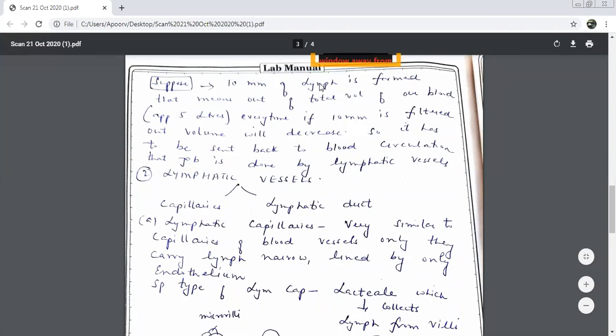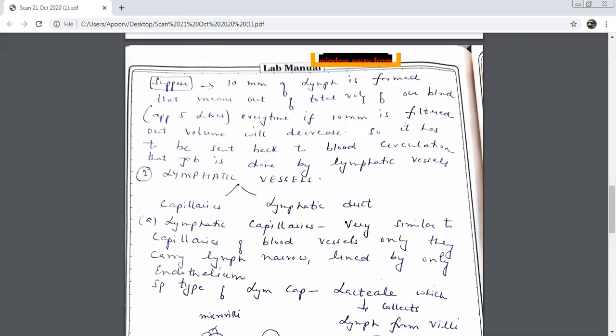Suppose 10 millimeter of lymph is formed at one blood circulation, supposing at one time, out of the entire blood which was flowing, how much of lymph is filtered out? The example which I'm giving, 10 millimeters. So, beta, lymph क्या है तो basically blood ही ना, some part of blood जो बाहर filter होके आ गया, isn't it? Do you agree with this part? Yes, ma'am. So the amount of the blood which is flowing in the main capillaries, will it remain the same or will it decrease? It will decrease.